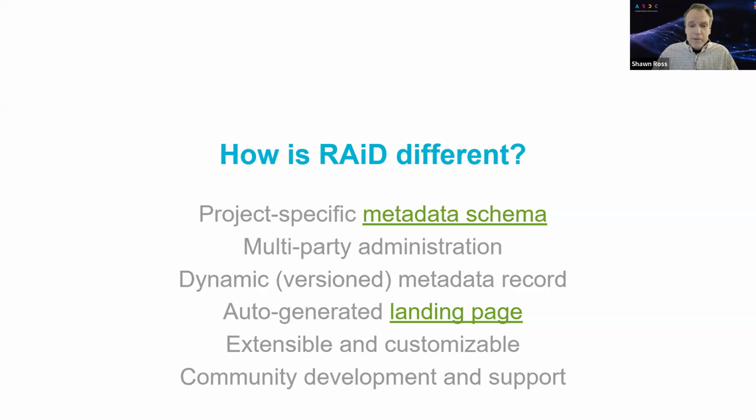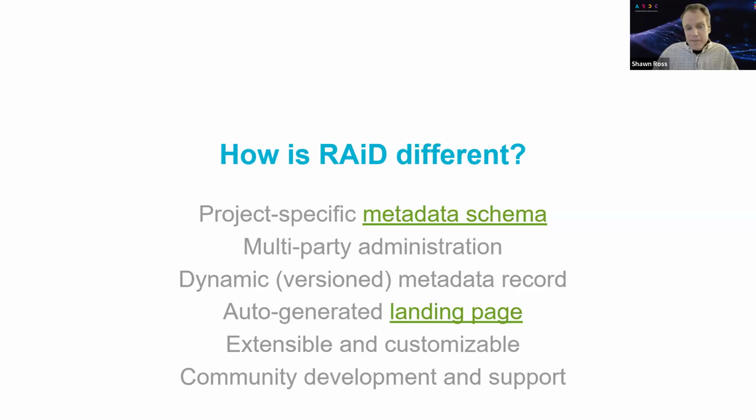So how is RAiD different from other ways that you might potentially identify a project? We have implemented a project-specific metadata schema, so there's no trying to work out exactly how you fit information about a grant into another schema. Multi-party administration: we have a service where you can log in using a variety of identity providers and grant permissions to other people, and this allows granular access to a RAiD that lets groups in collaborative projects work together to keep a metadata record updated.